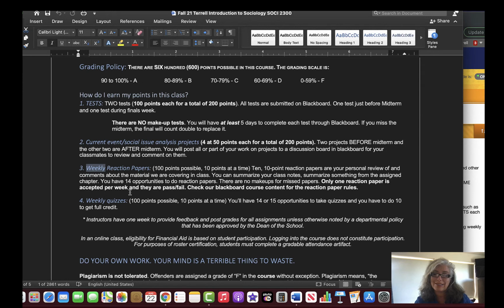You still have 14 weeks to do 10. You can choose to skip any week between now and the end of the semester. As a matter of fact, you can choose to skip 6 of the 16 opportunities that you have for a reaction paper and still earn 100% on your reaction paper score because you're going to get 10 points at a time, but you only do 10. And I'll tell you more about the reaction papers in video 2 for this week.